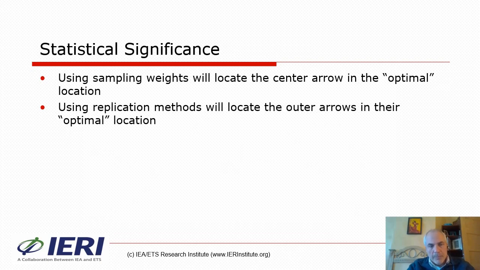So using sampling weights will help us locate the center arrow in the optimal location, and using replication methods will locate the other arrows in their optimal location. So we need to use both to get the proper statistical significance.